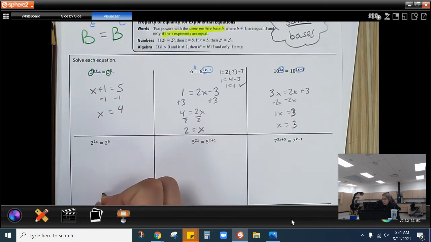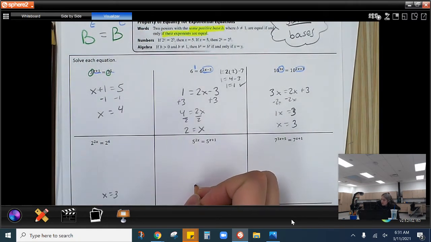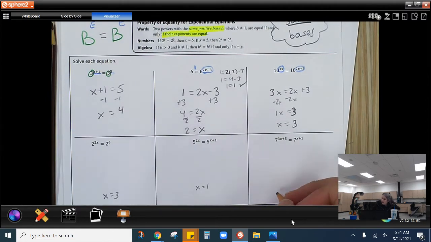All right, so for this one, hopefully you paused the video. For this one, you should get x equals 3. For this one, you should get x equals 1. And for this one, you should get x equals negative 2.